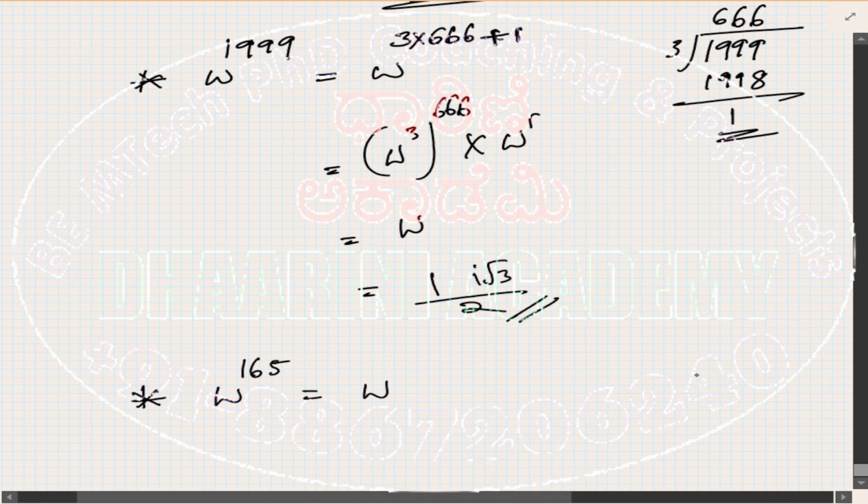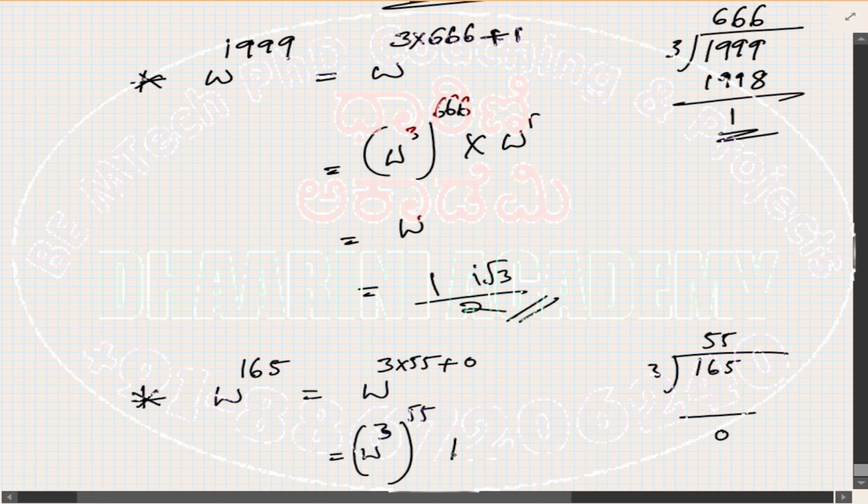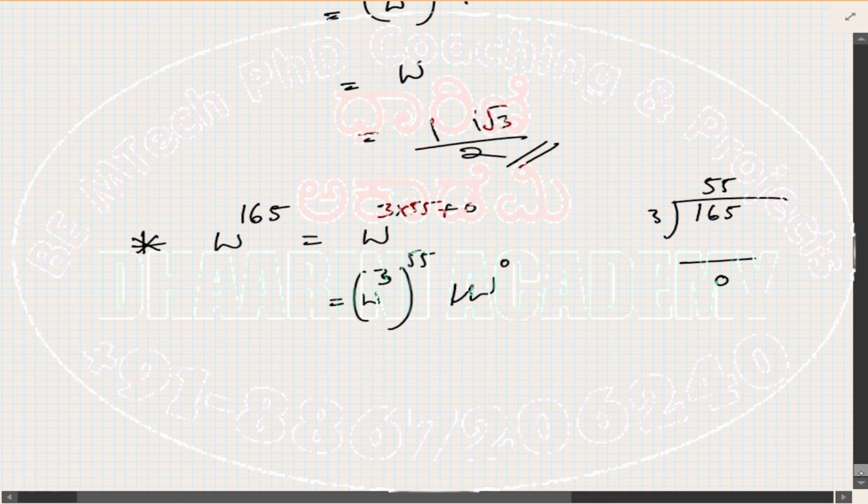Okay, when we divide the 165 by 3, I get 55. No remainder, right? This means 55 times 3 gives 165. So 0 remainder means I can write this as 3 into 55 plus 0. So that means omega 3 to the power 55 plus omega to the power 0, correct? What is omega to the power 0? It's 1, because omega cube is 1, and 1 to the power 55 is 1. Then the second term is omega to the power 0, which is also 1. So the answer is 1 here.